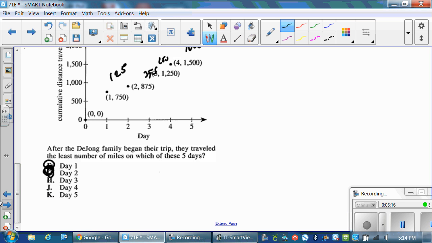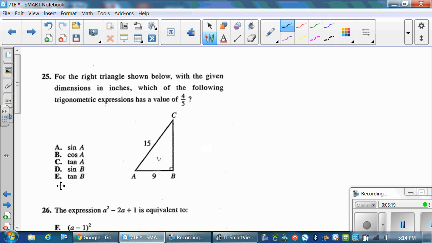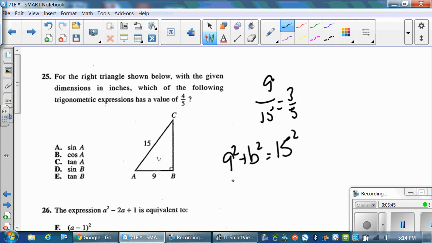All right, on to 25. Which of the following trigonometric expressions has a value of 4/5? Well, this would be 9 over 15. 9 over 15 is 3/5. And even if I put it 15 over 9, it'd be 5/3. So I need to find this other side over here. So a squared plus b squared equals c squared. If I solve this, 81 plus b squared equals 225. I get b squared equals 225 minus 81.